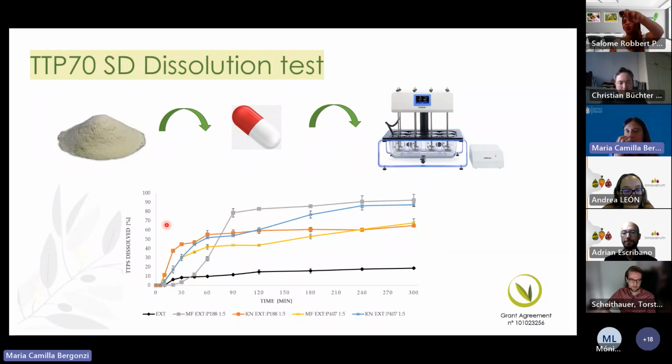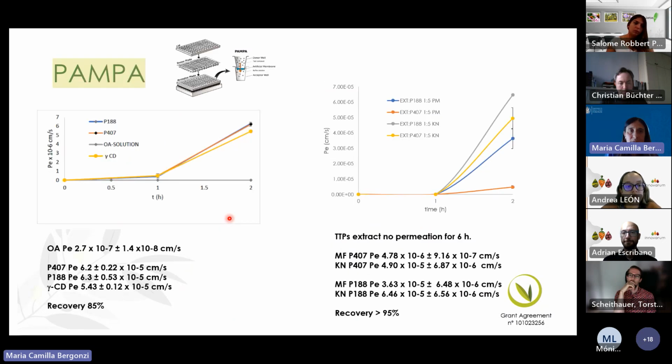The same test was performed considering the extract, not only oleanoic acid, and also in this case this is the dissolution profile of extract. With solid dispersion we obtain a very good increase of the dissolution profile of the extract. About the permeability, also in this case we have a very good improvement of the permeability across PAMPA, because after 1 hour, in particular after 2 hours of the test, the permeability of the extract or oleanoic acid from the solid dispersion resulted improved.